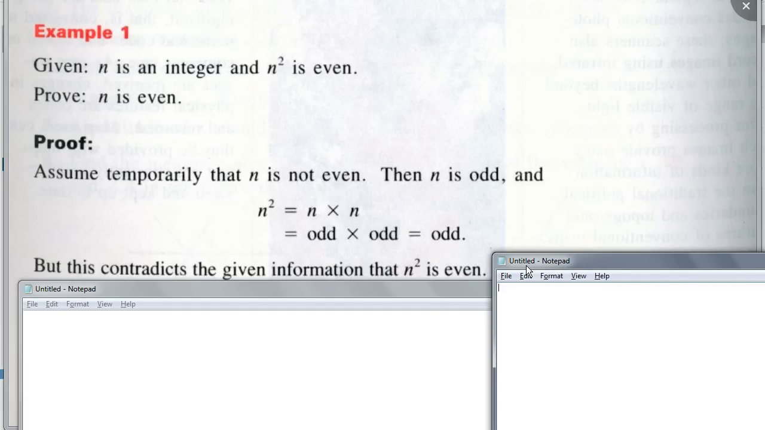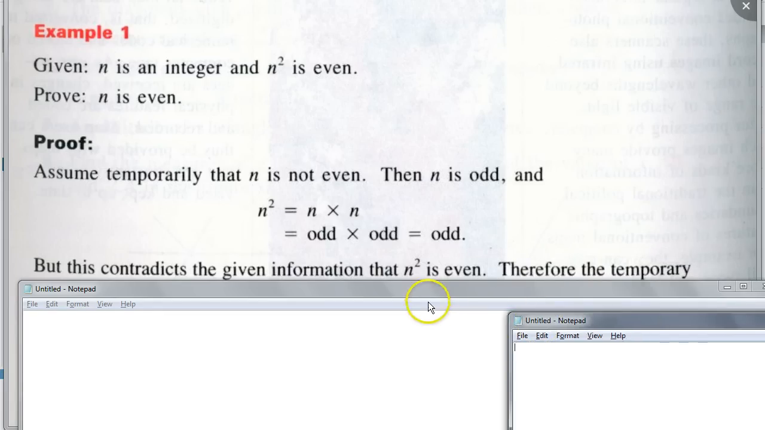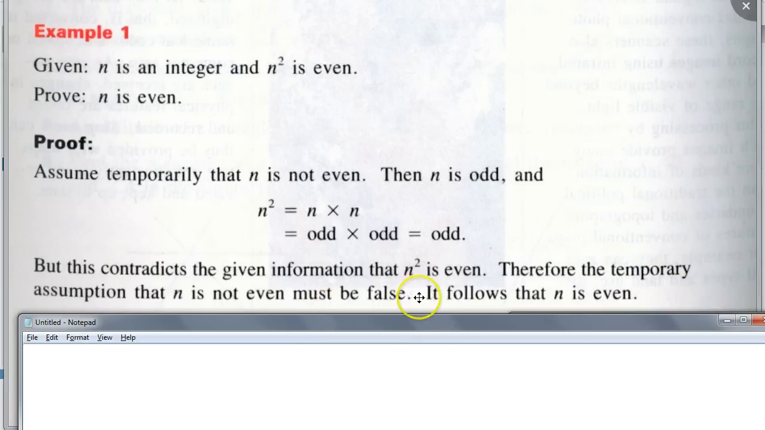And the conclusion must be what? True. So now that we have shown that this given information is false, this then implies what? That n is even. Therefore, the temporary assumption that n is not even must be false, right? Therefore, it follows that n is even. So when you do an indirect proof or proof by contradiction, it's sort of like a paragraph. It's not like a two-column proof. Does that make sense? You see how you have 3 steps: step 1, step 2, and step 3.